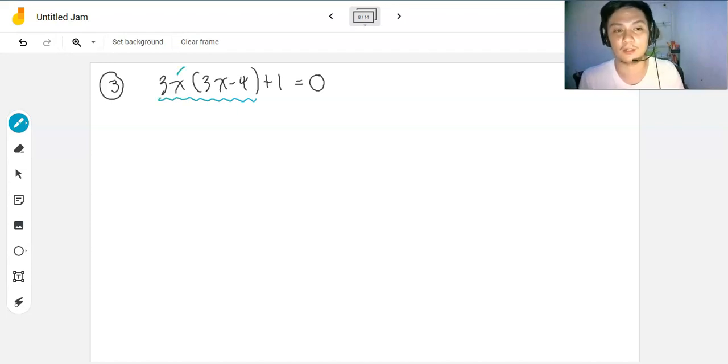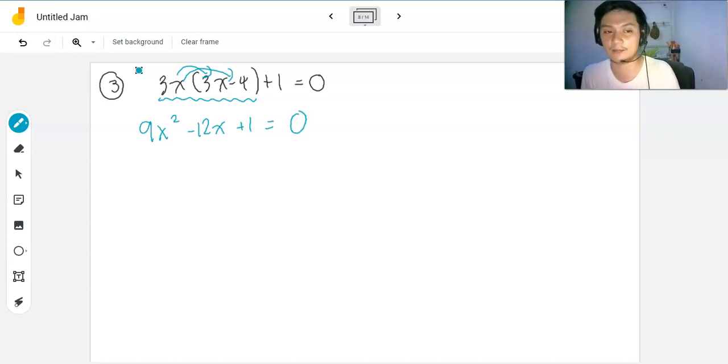So, distribute lang. 3 times 3x is 9x squared. Tapos 3x times negative 4 is negative 12x. And then copy lang yung plus 1, equal sign, and 0. O, tapos na ba? Oo, tapos na yan. Kasi nakasulat naman yan in descending powers. We have the quadratic term, the linear term, and the constant term.